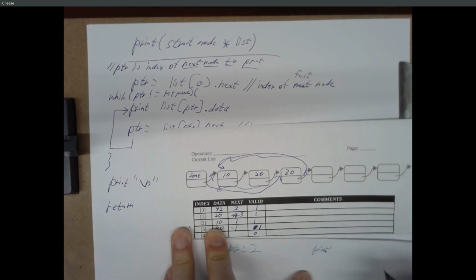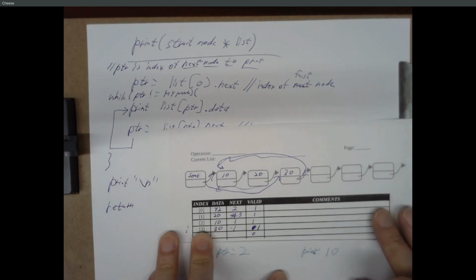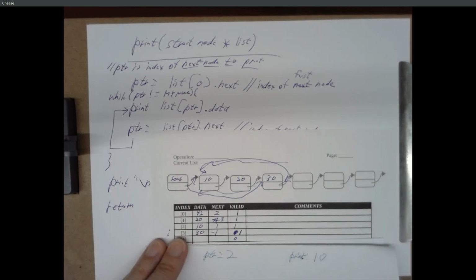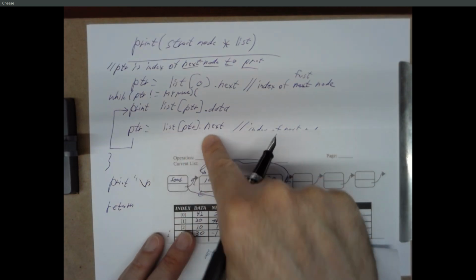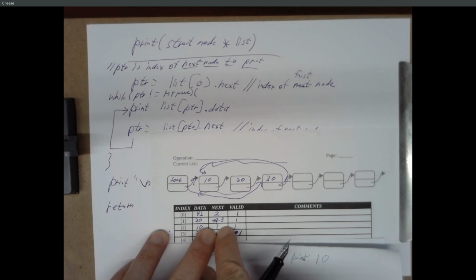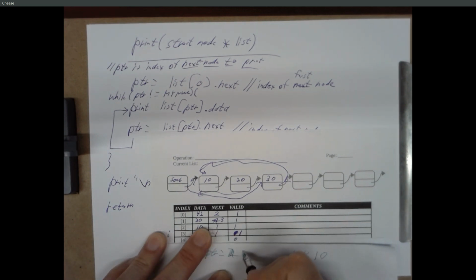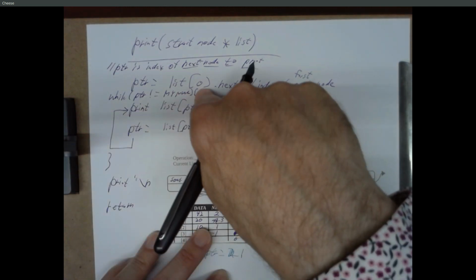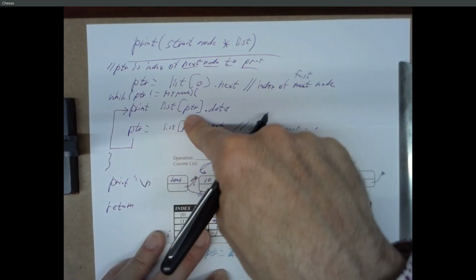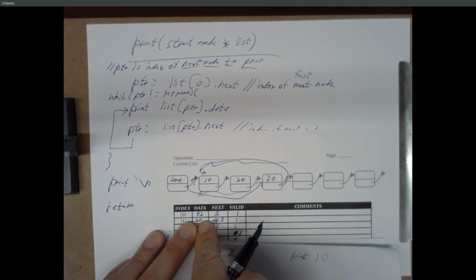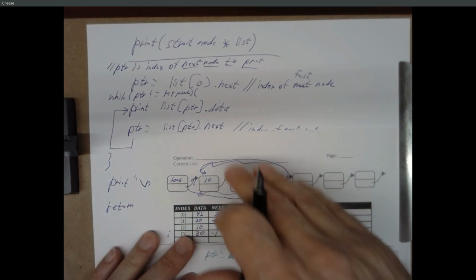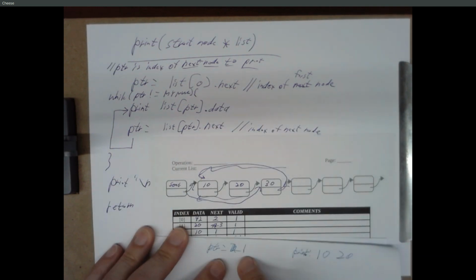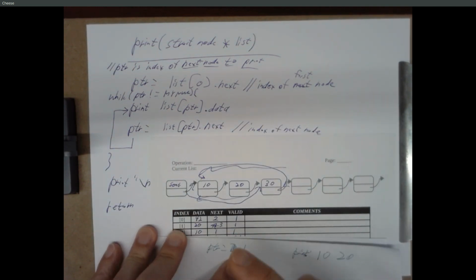So what are we printing? We print a 10. And then we see PTR equals list[PTR].next. Well, list[2].next is a 1. So PTR changes to a 1. We come back to the top of the loop. That's not equal to my null. So we're going to print list[1].data. That's a 20. So we print a 20. And then pointer equals list[1].next. List[1].next is a 3.